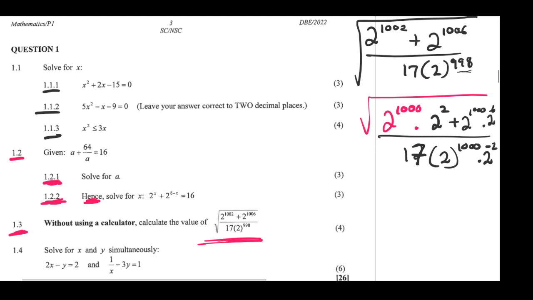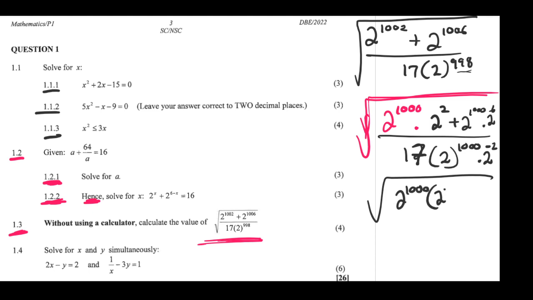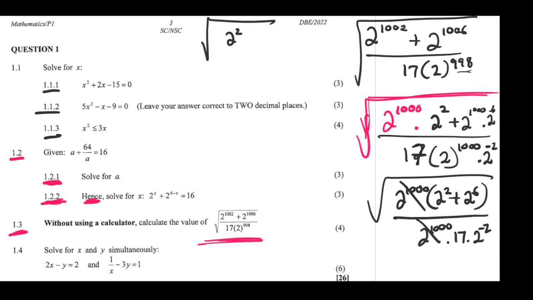So now that you have this, it's in a square root, by the way, you can factor out the 2 to the power of 1000 because it's common throughout, right? So what you're going to do is put in your square root and factor out the 2 to the power of 1000, and what you remain with is 2 to the power of 2 plus 2 to the power of 6, and then you close the bracket. It's going to be 2 to the power of 1000 multiplied by 17 multiplied by 2 to the power of minus 2. So this 2 to the power of 1000 goes away, and you remain with the root of 2 to the power of 2 plus 2 to the power of 6 all over 17 multiplied by 2 to the power of minus 2, right?